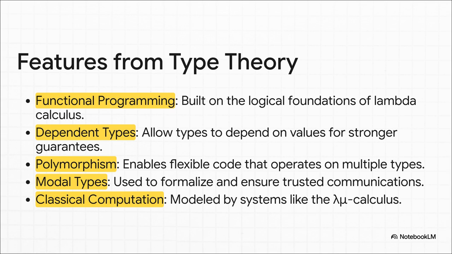And you can see its fingerprints everywhere. The entire paradigm of functional programming, built on this. You get advanced features like dependent types, which allow a program's type to check for, say, mathematical correctness. This means we can prove that bugs are absent before we even run the code. And even common things we take for granted, like polymorphism, code that can work on many different types of data, it all has its roots right here.